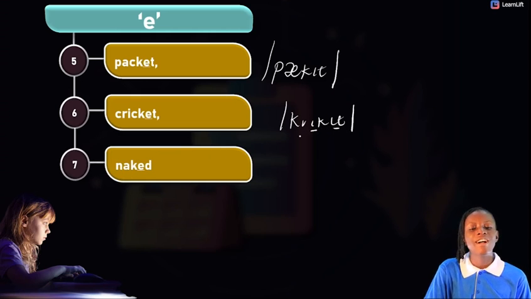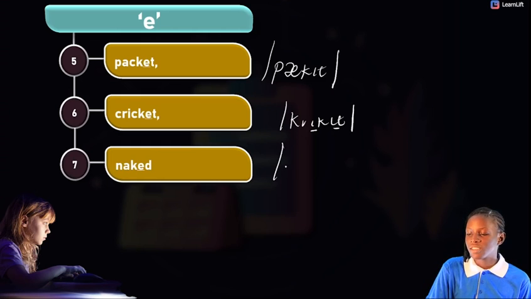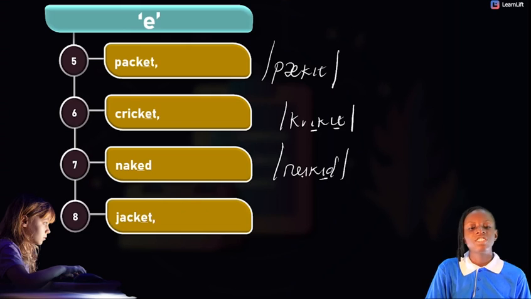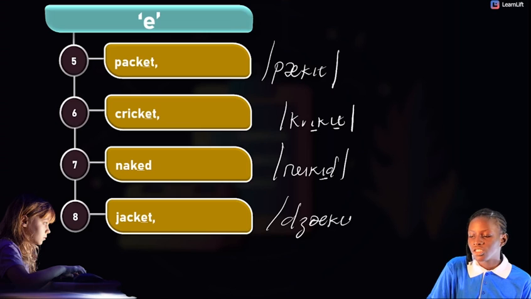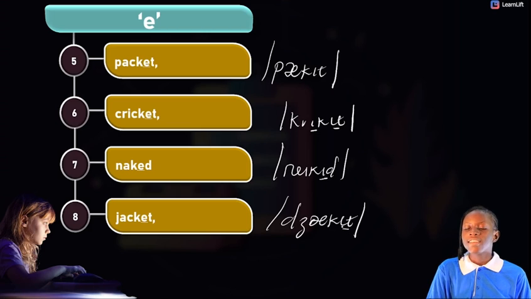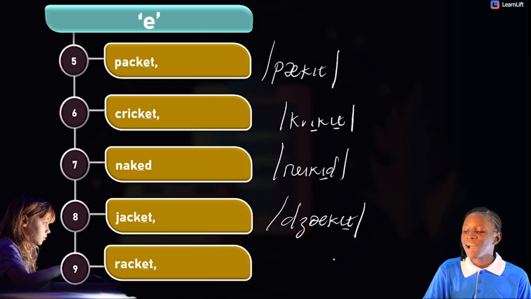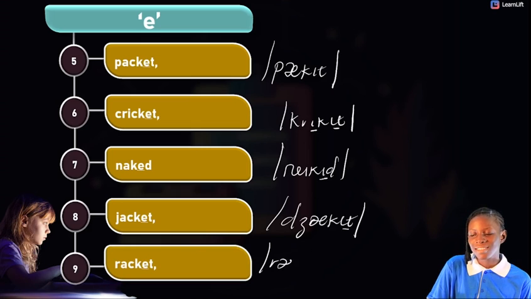Next example we have our naked. Naked is transcribed as this. Naked, having our E sound here. We have our jacket. Our jacket is transcribed as this. Jacket. Next we have our racket. My racket is transcribed as this. Racket.